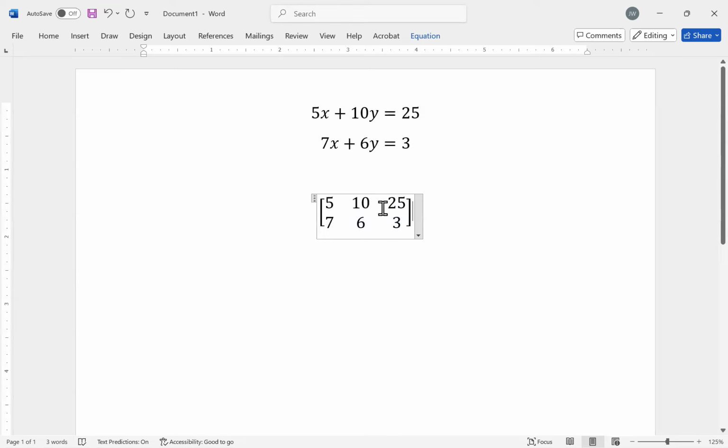I obviously didn't write the vertical line in between the column representing the terms with y's and the column representing the constants. So I didn't write a vertical line in this case. But there you go. That would be the augmented matrix for this system.